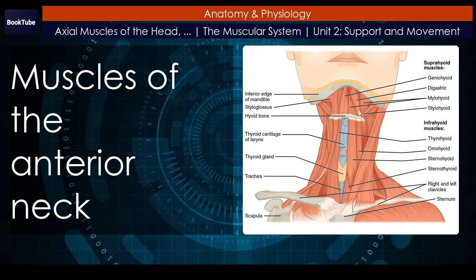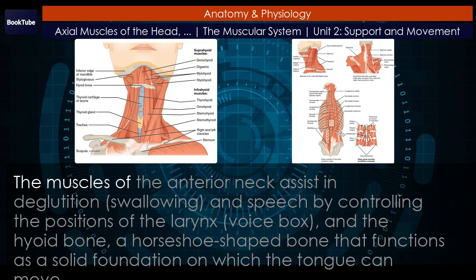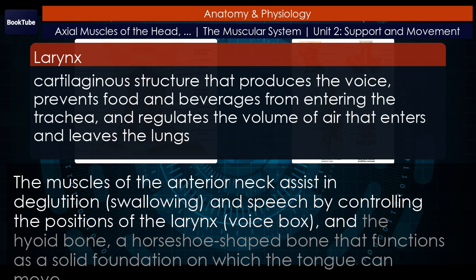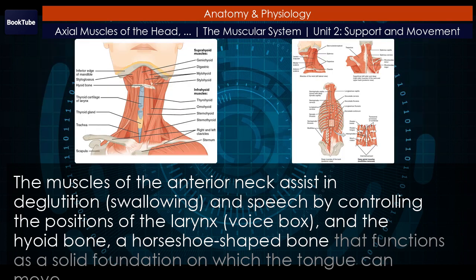Muscles of the anterior neck. The muscles of the anterior neck assist in deglutition, swallowing, and speech by controlling the positions of the larynx, voice box, and the hyoid bone, a horseshoe-shaped bone that functions as a solid foundation on which the tongue can move.